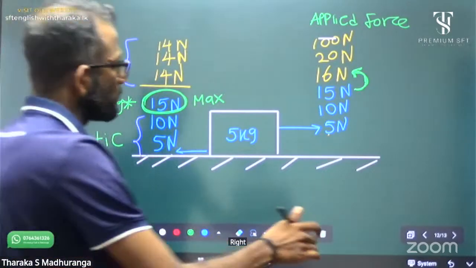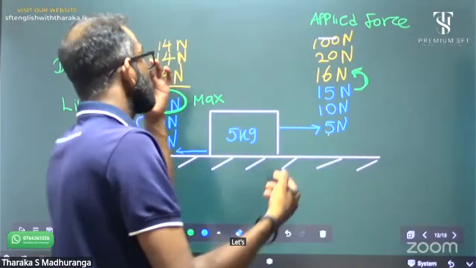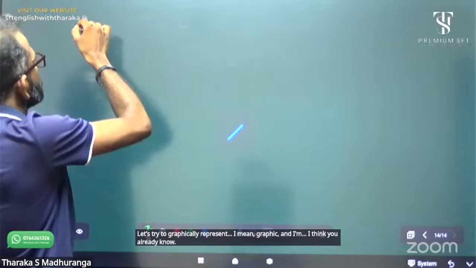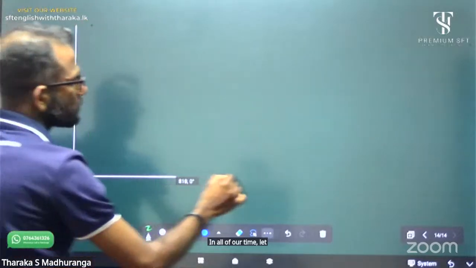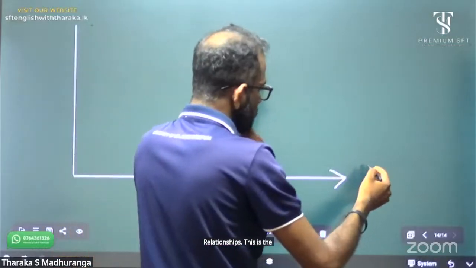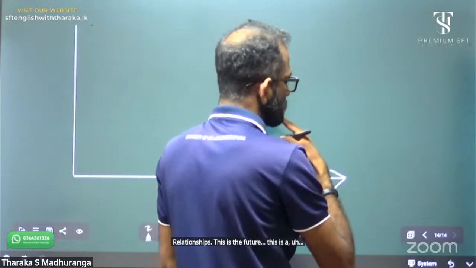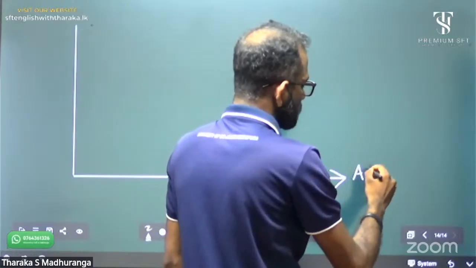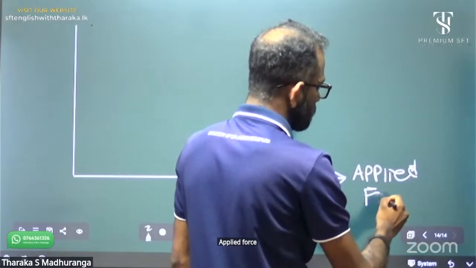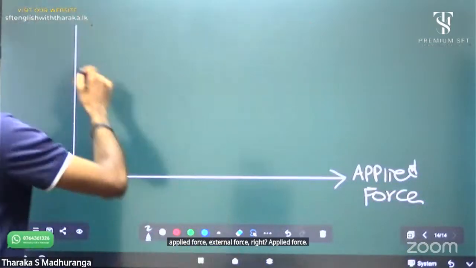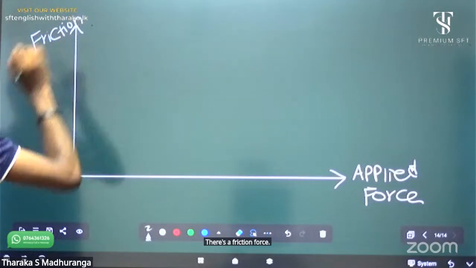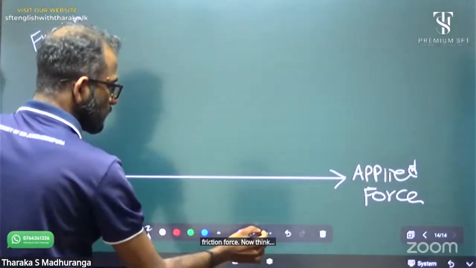Right. Okay. Now let's try to graphically represent these relationships. I think you already know this from O level time. This is the friction, and this is the applied force, the external force. This is the friction force. Now think, understand.